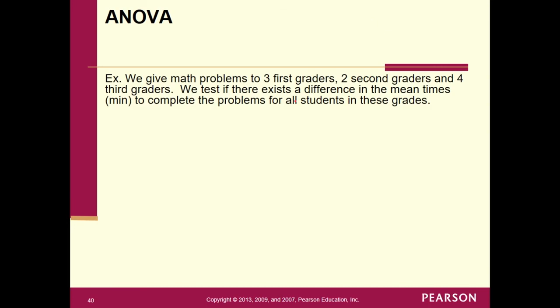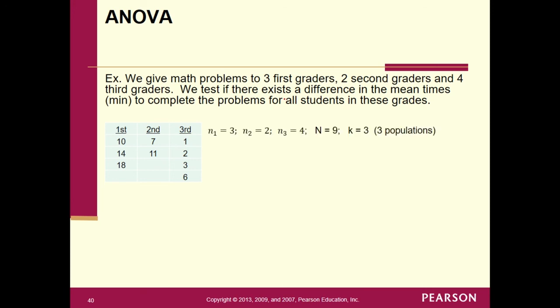All right, so here's an example. We give math problems to 3 first graders, 2 second graders, and 4 third graders. We test if there exists a difference in the mean times in minutes to complete the problems for all students in these grades. Now, I can't give you a bunch of data, okay? We can't make an ANOVA table with a bunch of data, okay? I can give you a small data set, okay, and work with it. So we have our first graders, 3 of them, second graders, we've got 2, third graders, we've got 4, okay?